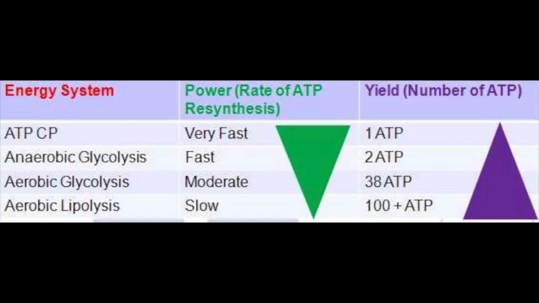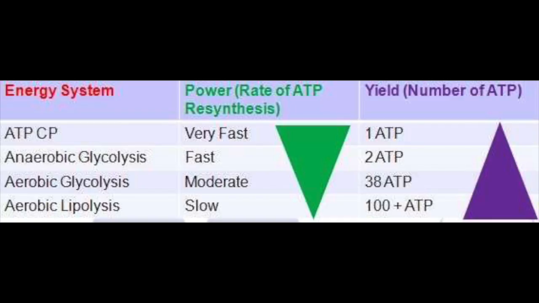If we need it pretty fast, so we're working at about 80 to 95% of our max, then it's going to be the anaerobic glycolysis that's the predominant energy system. If we're working less than that, then we're looking at aerobic glycolysis and aerobic lipolysis as a way of producing ATP. So the intensity that we're working at tells us which energy system is going to be the dominant one.